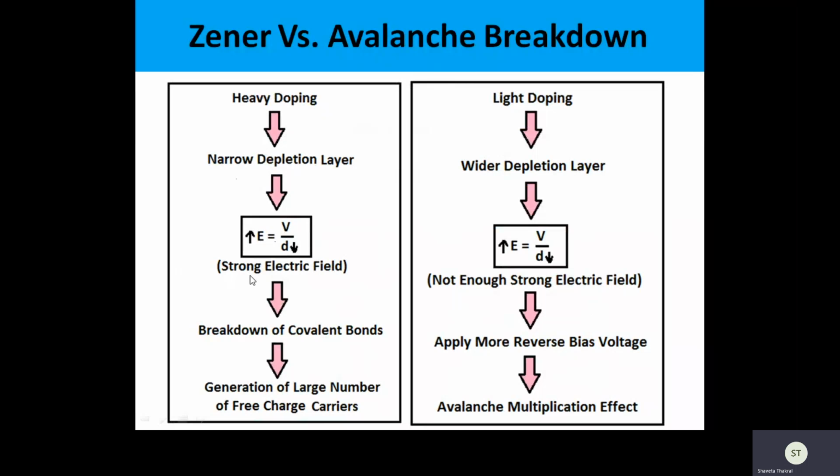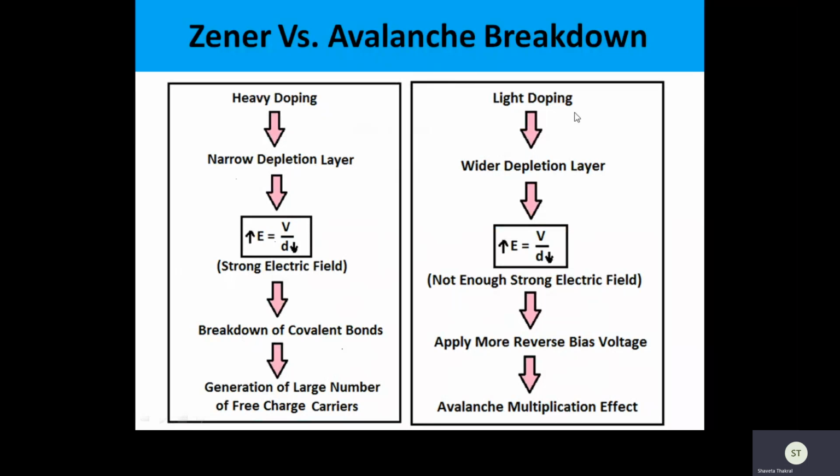And at the junction the strong electric field is produced, so that leads to the breakdown of covalent bonds. And once the covalent bonds break down, obviously there is a generation of a large number of free charge carriers. And once the large number of free charge carriers are generated, they lead to breakdown of the junction and the current shoots up, and that is called the Zener breakdown.